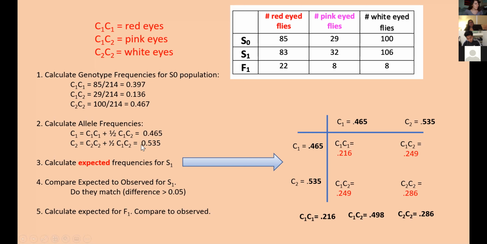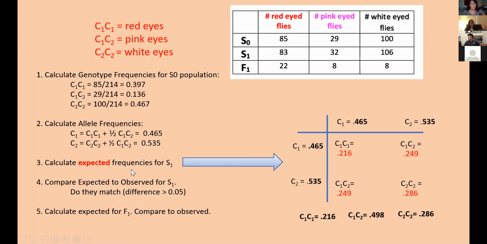And then you'll do the same thing for the C2. Then you end up with these two numbers that should also add up to 1 as a hint. And this is how common in the population, just looking at all the flies, and you were to count each of the C1 alleles from all of them, and each of the C2 alleles from all of them, what percentage of that would be C1 versus C2.